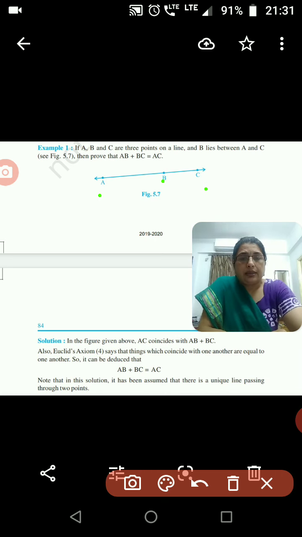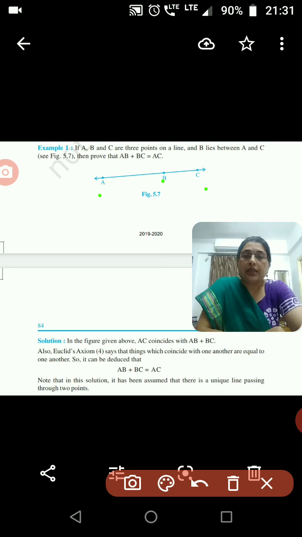You know the axiom number 4 of Euclid. We have learned Euclid's axioms. In that, the fourth axiom says that things which coincide with one another are equal to one another. Once again, let us see the axiom: things which coincide with one another are equal to one another.